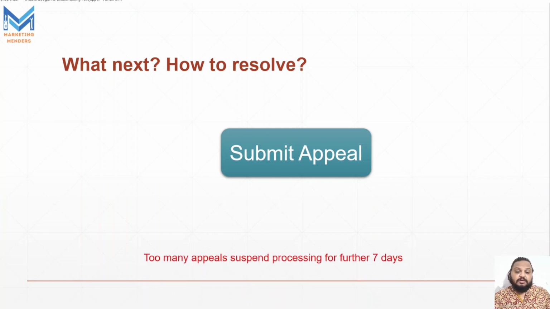Too many appeals, and they suspend your processing for a further 7 days. Now, if I submit an appeal today, come again tomorrow and submit another appeal, then submit another appeal, what will happen? They will suspend all the appeals for the next 7 days. So that's what I'm saying, it will delay the entire process. Instead of raising an appeal again and again, you should raise an appeal once with all the details completely and clearly, and then just wait for the policy review to happen. Then you will be notified about the appeal, whether it has been approved or disapproved.